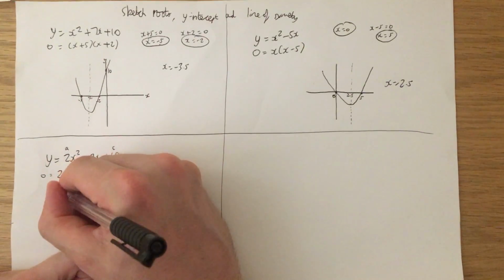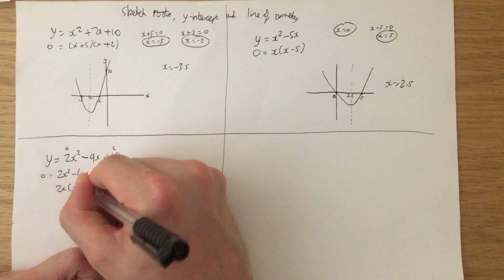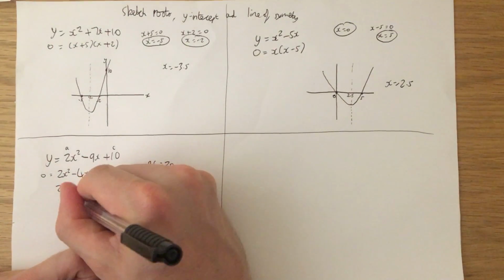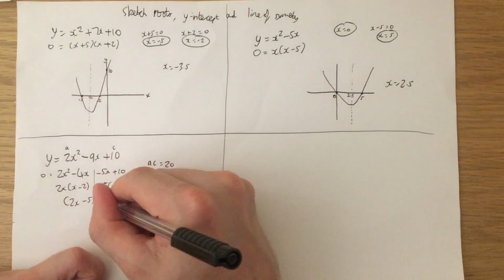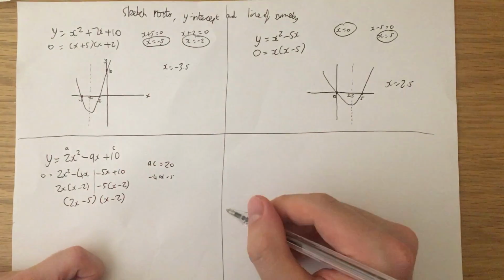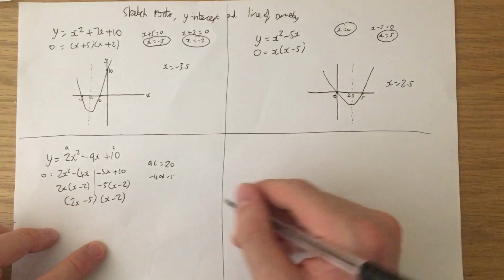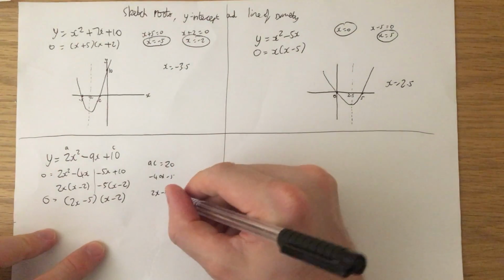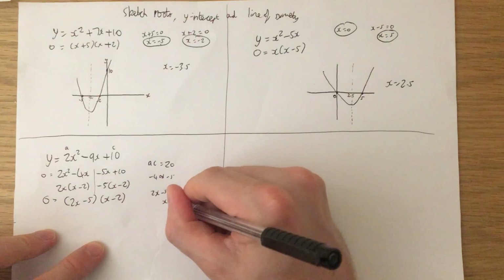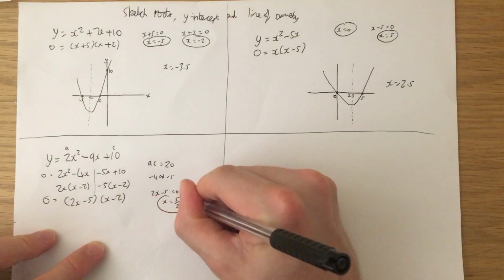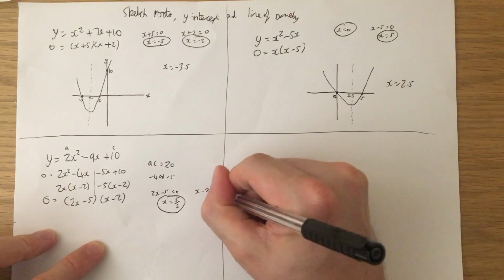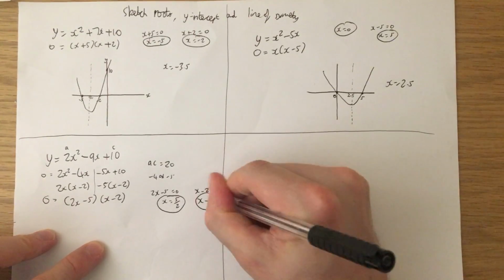I would then factorise it. So it'd be 2x(x minus 2) minus 5(x minus 2), which gives (2x minus 5)(x minus 2). So when I want to solve it to get my roots, I would do 2x minus 5 equals 0, which would be x equals 5 over 2. That's one of my roots, so that's 2.5. The other one is x minus 2 equals 0, so x equals positive 2.